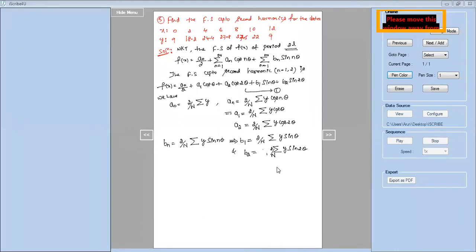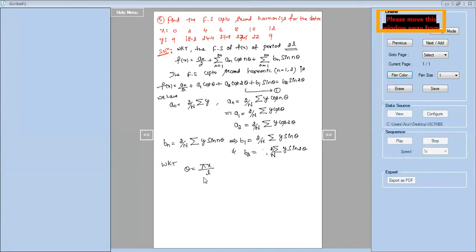But here, the major thing is, there is a function theta. Remember, the data is given in terms of x and y, but the formulas are in terms of theta. So I want to convert the data, which is in terms of x and y, to theta. To convert, we have a formula. Theta is equal to pi x by L. So this is the formula which converts x to theta.